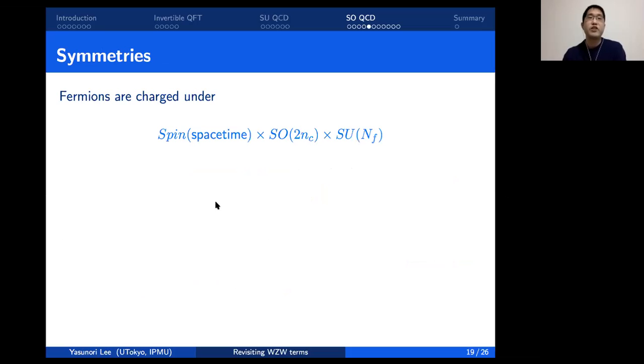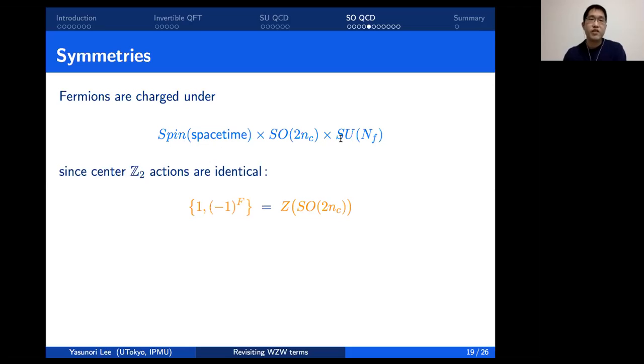So let me first explain why the theory can be put on non-spin manifolds when the number of colors is even. First, consider which symmetry charges the fermions. By definition, they are of course charged under spacetime spin symmetry, and also there are SO gauge symmetry and SU flavor symmetry. However, if we carefully examine the action of these symmetries, one notices that (-1)^F, a fermion number in the spacetime spin group, and -1 in the gauge SO group act in exactly the same way.